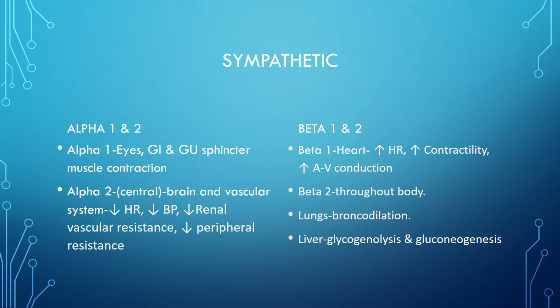So beta 1s work on the heart, so you'll see an increase in heart rate, increase in contractility, and increase in AV conduction. Beta 2s really work throughout the body, and you probably want to review the many different things it does in the body, but in particular what I brought for this lecture was lungs. You'll see a bronchodilation, and in the liver, you'll see glycogenolysis and gluconeogenesis.